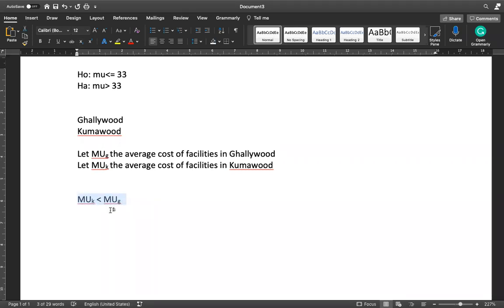Now, because this doesn't have any equality, this is the claim. So this becomes your alternate hypothesis. If this becomes your alternate hypothesis, then your corresponding null hypothesis is actually this. So this is what I was looking for. You are comparing two groups' facilities, so the average cost in Kumawood against the average cost in Gollywood. This is how you would formulate that. So this becomes your H naught, and this becomes your alternate hypothesis.